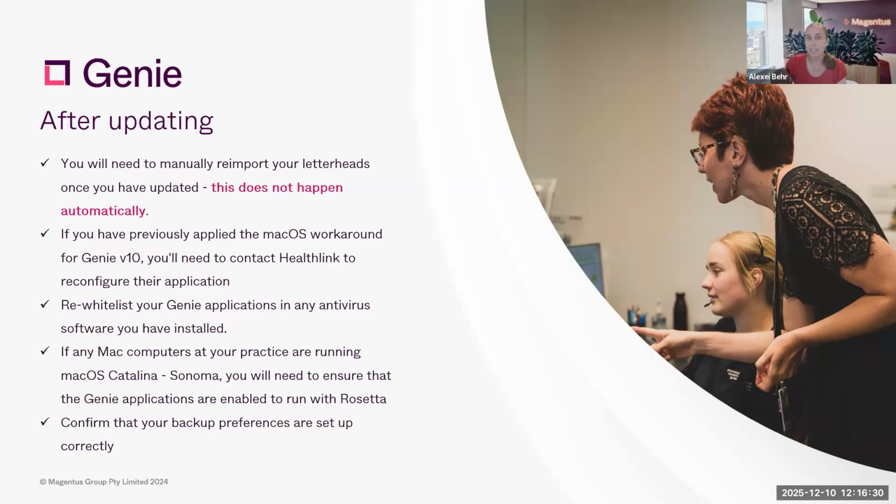If you're updating from Genie 10.2.6 or below and have previously applied the Mac OS workaround for HealthLink on Genie version 10, you're going to need to contact HealthLink and just ask them to reconfigure their application.